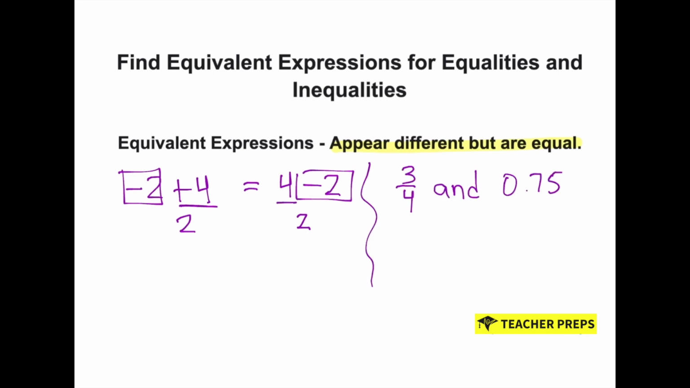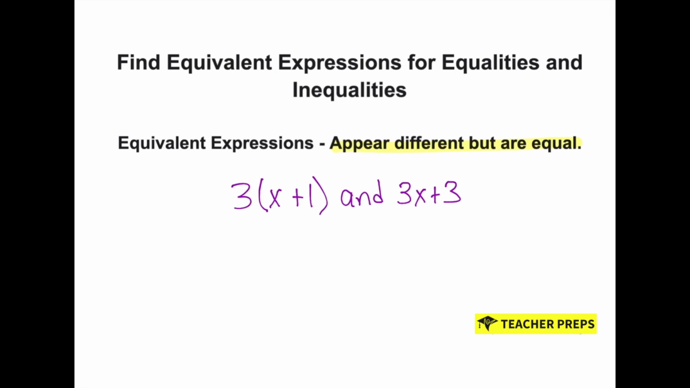Another example is 3/4 and 0.75. A fraction is the same as division. If you take 3 divided by 4, you would get 0.75. Also, think about this in terms of money. A quarter is worth 25 cents. You have 3 out of the 4 quarters, so you would have 75 cents.